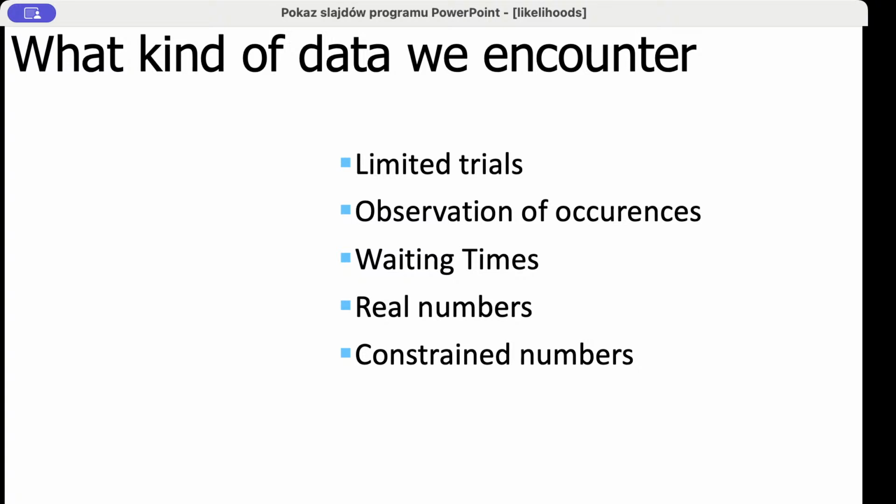But we can encounter multiple kinds of data. We can observe limited trials consisting of a fixed number of events that can happen. For example, we have 10 patients and only 5 of them responded positively to a treatment. Or we did 10 experiments and only 3 of them provided results. And we did those batches of 10 experiments in multiple cases.